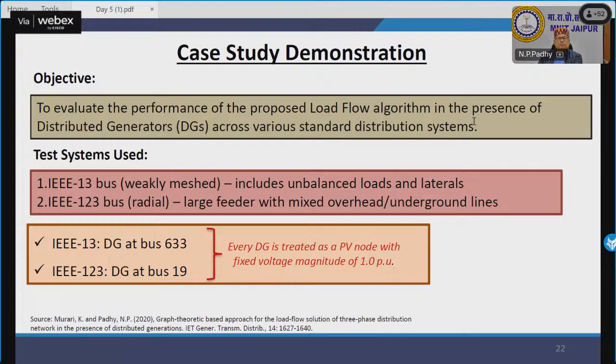To evaluate the performance of the proposed load flow algorithm in the presence of distributed generators across various standard distribution systems, there are two systems we have considered, IEEE 13 bus and IEEE 123 bus. The 123 was purely radial and the 13 bus was weakly meshed, includes unbalanced loads and laterals. And in case of the 123 bus system, it is a large feeder with mixed overhead and underground lines. Now IEEE 13 has DG at bus 633, IEEE 123 has DG at bus 19. So every DG is treated as a PV node with fixed voltage magnitude of 1 per unit.